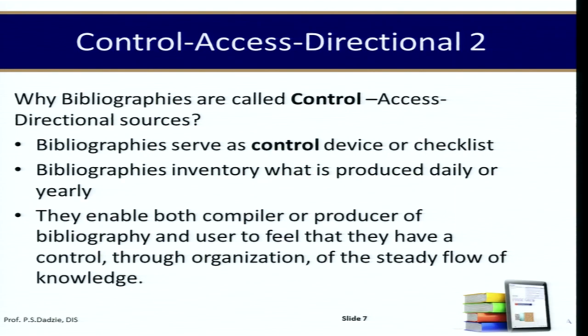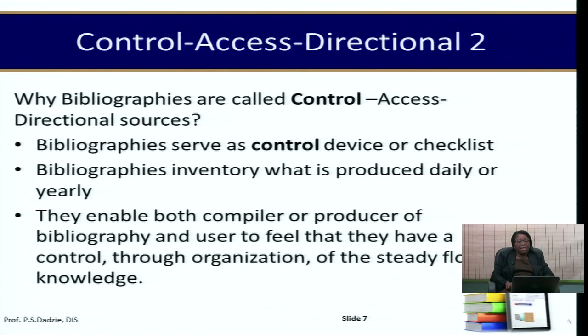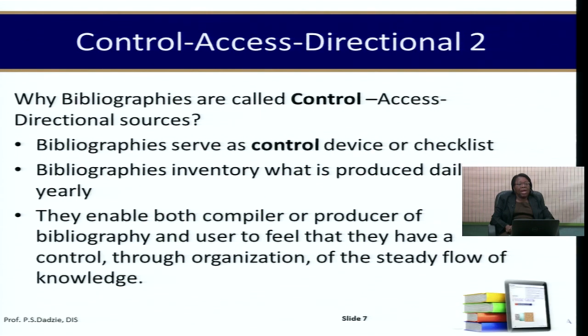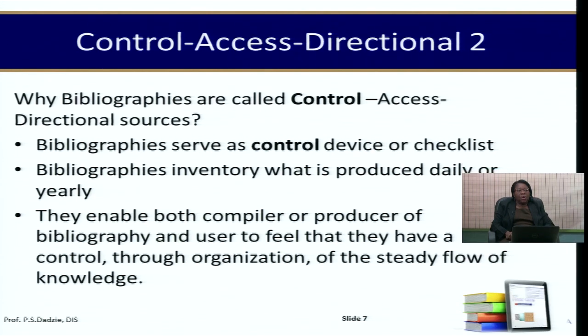Now, why are bibliographies called control access directional? We'll start with control. Bibliographies serve as control device or checklists because they are an inventory of what is produced daily or yearly. They enable the compiler or producer to feel that they have a control through the organization of knowledge. So that is why we call a bibliography a controlled material.